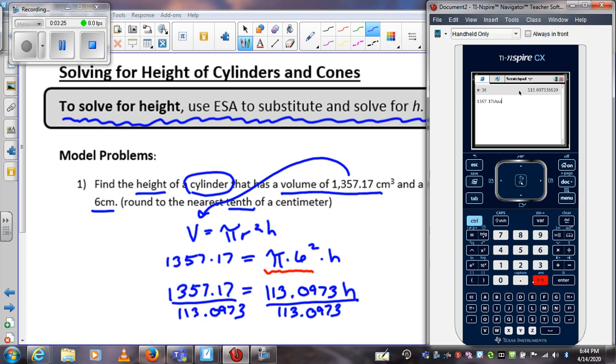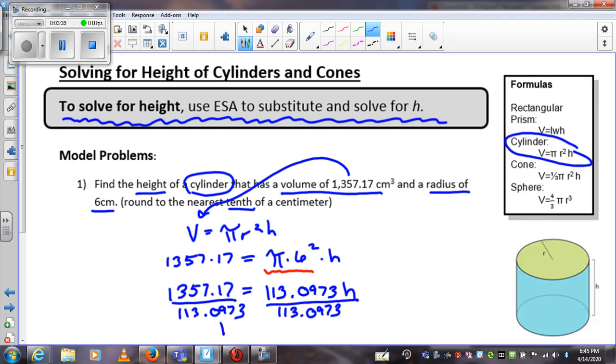What that says is take 1,357.17 and divide it by our previous answer. And I'm getting an answer of 12.000, lots of zeros there. So h is approximately 12.0. Now it did say round to the nearest tenth. Because it says round to the nearest tenth, I need to have a digit there. You have to put the 0 there. And that's just plain old centimeters. What do you think? Not too bad.